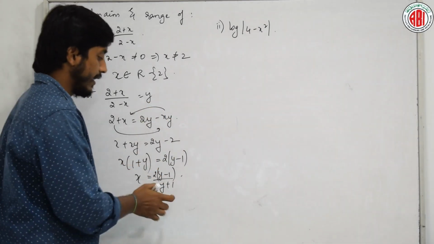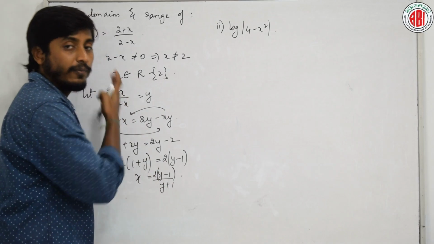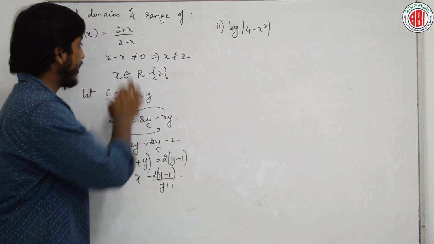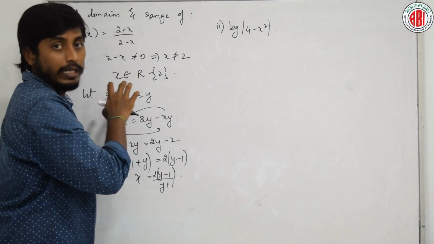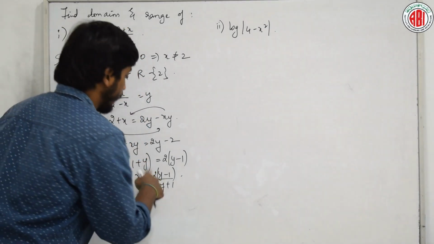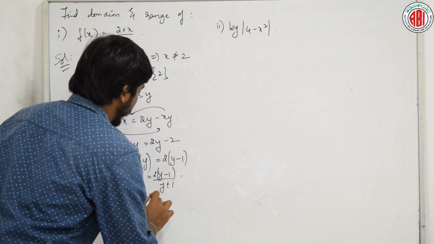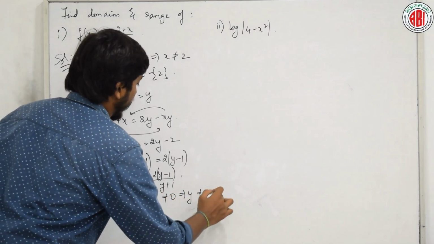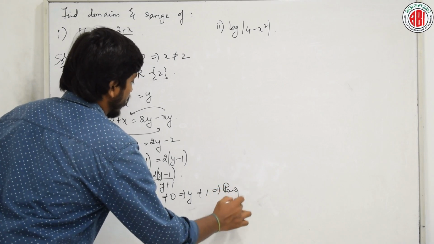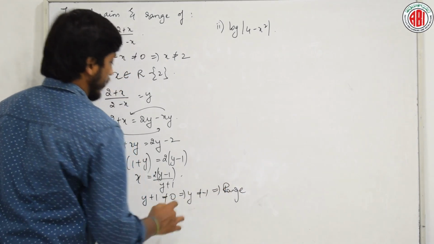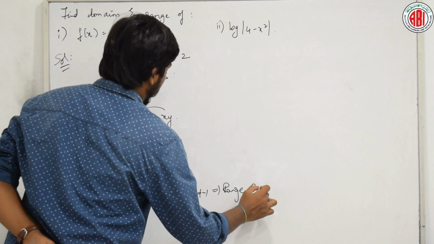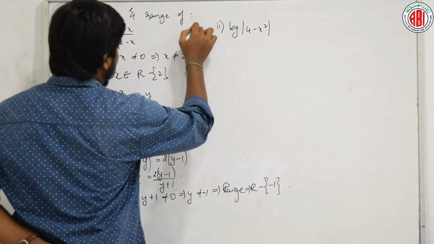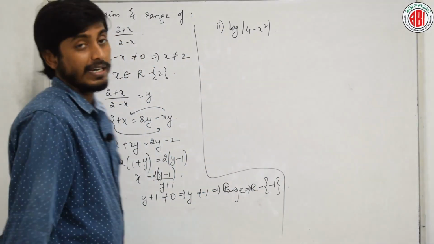This is x. If I find the domain of this, obviously that will be the range of my function. What is this? x is nothing but this value. Clear? Now see here. What is the thing here? y + 1 should not be equal to 0. Therefore, y is not equal to -1. Therefore, the range is R - {-1}. Is it clear? Do you understand?